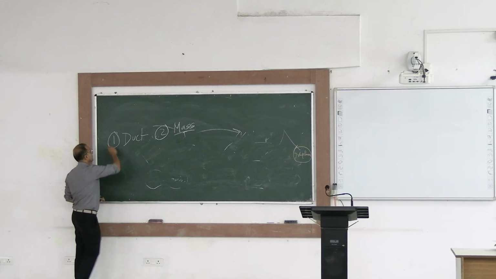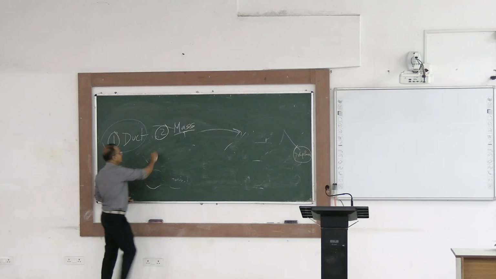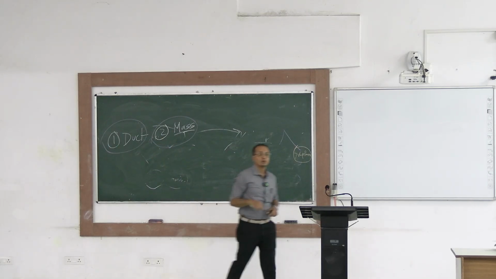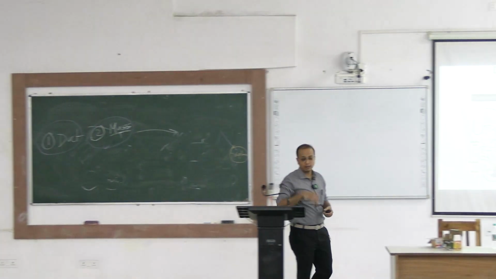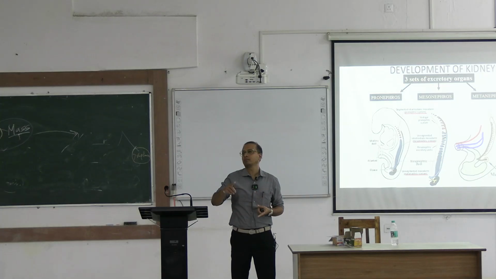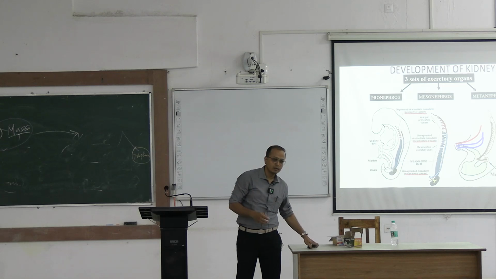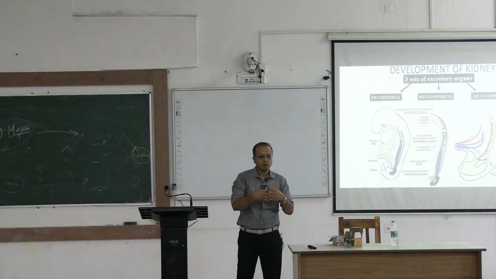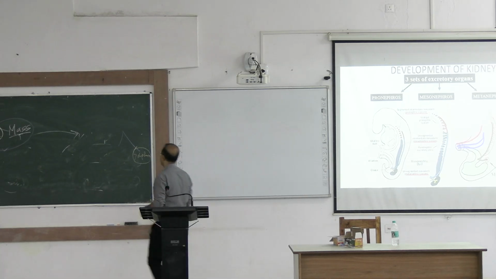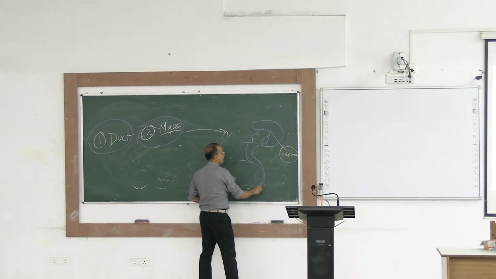Now, the duct system develops separately, the mass system develops separately. So these two systems which the kidney has, that means the collecting system as well as the formative system, develop from the same nephrogenic area, but they come from two different sources. They are separately formed and then they join hands, work together, and make the whole kidney. So that means we have the kidney and we have the duct system.